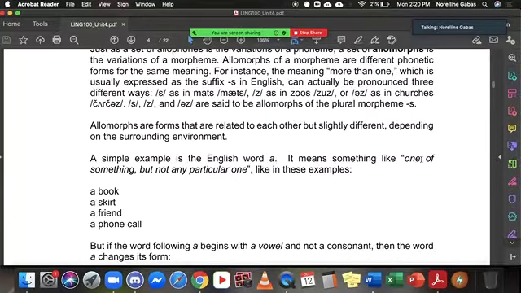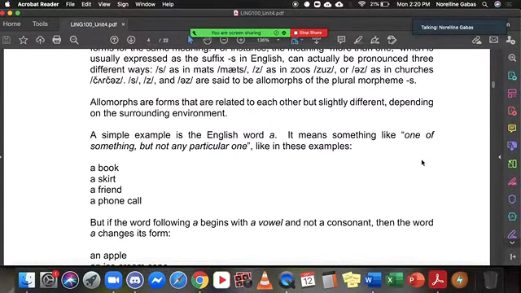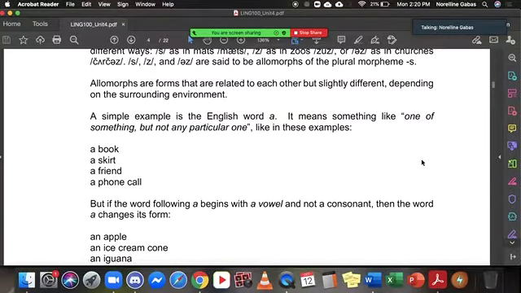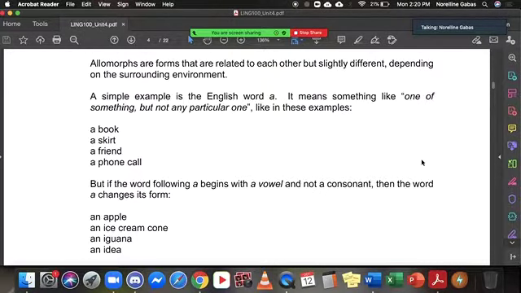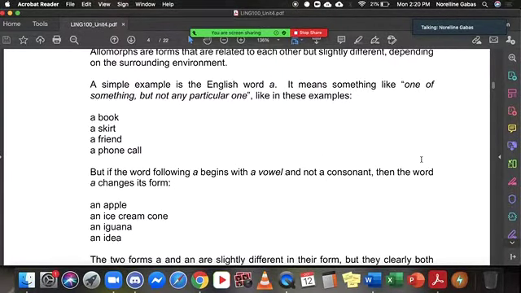Example, a book. It could be any other book or any book that's existing. But it's not a particular book. Okay? A skirt. Any skirt that is. A friend. Any friend that exists. A phone call. Could be any random calls. But in the word that begins with a vowel, not a consonant, nagiging an naman siya. So dini-describe lang, review lang, pero mas detailed siya. Dini-scrutinize lang natin per item sa morphemes para mas maintindihan natin yung history at yung background ng bawat words na ginagamit natin.